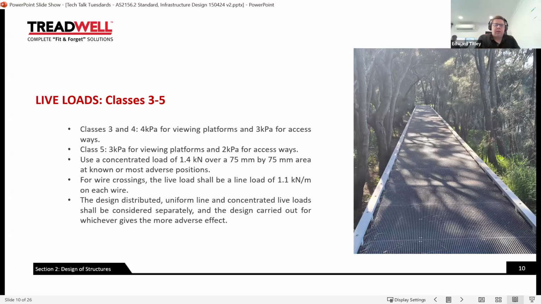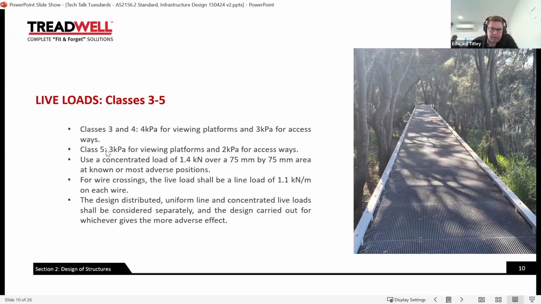Now, once again, use a concentrated load of 1.4 kilonewtons over a 75 by 75 mil area at most adverse positions or known positions, so where that load could actually be applied to the structure. In this instance, I'd expect to see a more adverse effect from a 4 or 3 kPa UDL, but potentially I'd expect the 1.4 kilonewtons to produce a more adverse effect than 2 kPa.